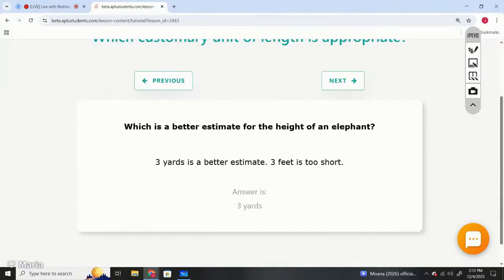Which is a better estimate for the height of an elephant? 3 yards is a better estimate, 3 feet is too short. Basically, we need to find the height of an elephant, right? So we need to see which unit, yards or feet, both are units to measure height. But feet is a smaller unit. So that would be 3 yards because 3 feet is too short for the height of an elephant. Got it?